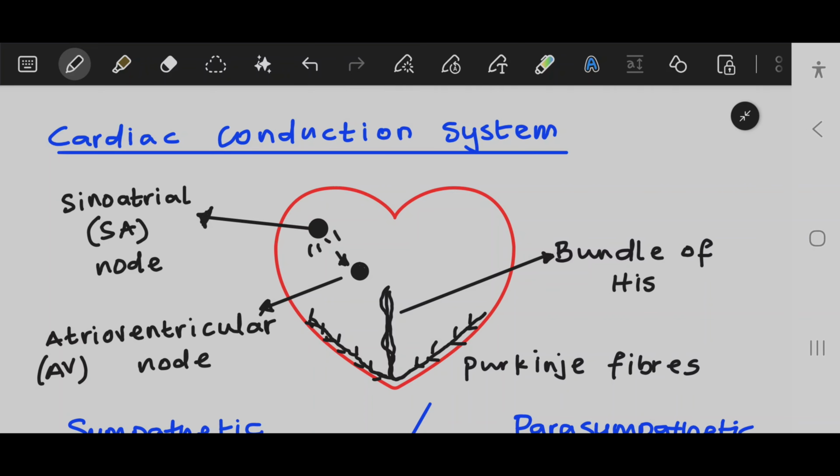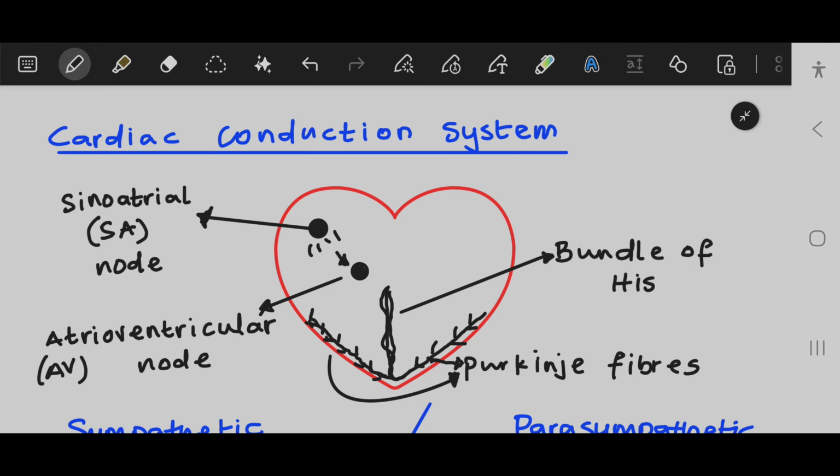The impulse travels down the bundle of His and gets into the Purkinje fibers, which are these branches here, traveling along the walls of the heart. That impulse spreads the signal throughout the ventricles, which causes the ventricles to contract and squeeze that blood out. And that is basically how each heartbeat happens. So again, touch your heart, you can feel your heart beating.